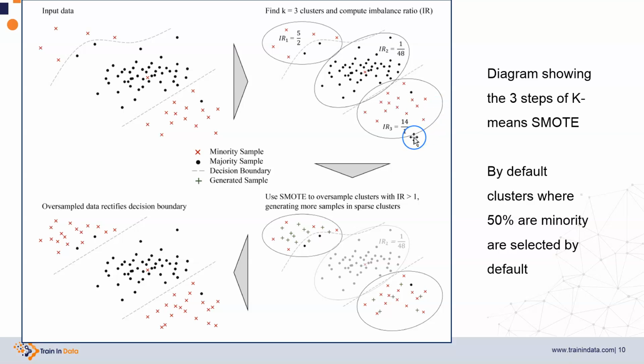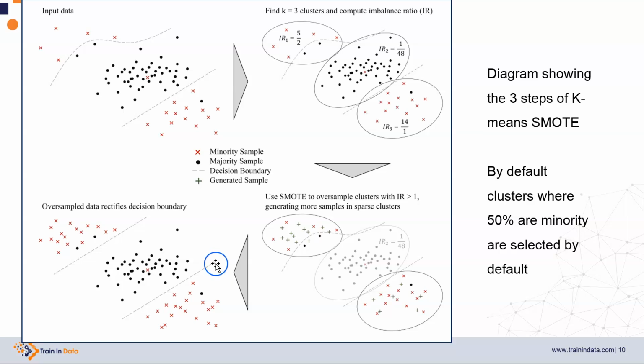Then we determine the imbalance ratio inside each of those clusters. So imbalance ratio is the number of observations from the minority with respect to the majority. So here we have 5 crosses to 2 dots. Here we have 1 of the minority class versus 48, and here we have 14 of the minority class versus 1 of the majority. Now we will oversample only clusters where the imbalance ratio is bigger than 1. And this means that by default, we oversample clusters where 50% of the observations are from the minority.